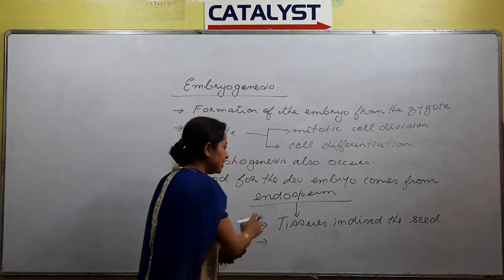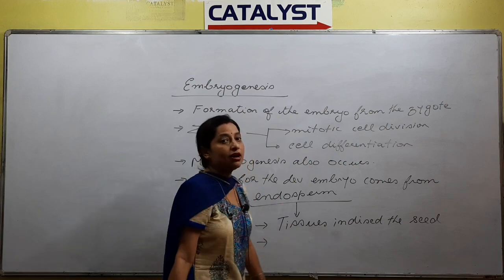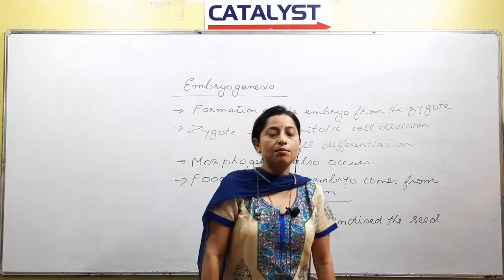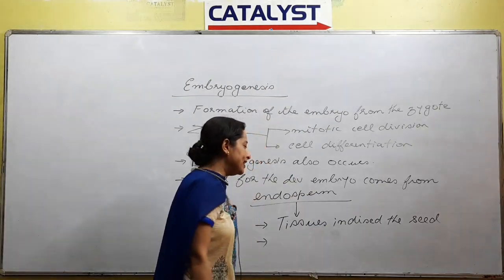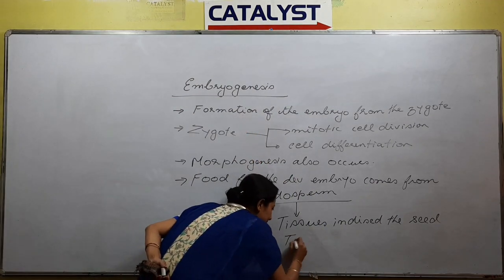Next, whenever we are talking about endosperm, we have to talk about its ploidy also. Ploidy means the sets of chromosomes that are present. So what is the ploidy? It is triploid.